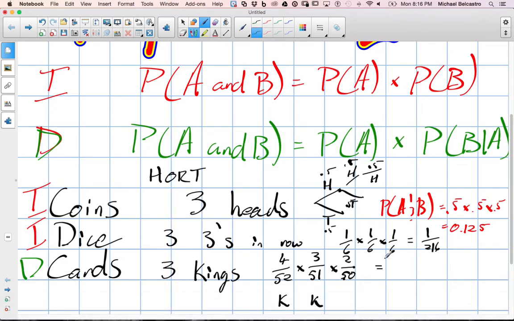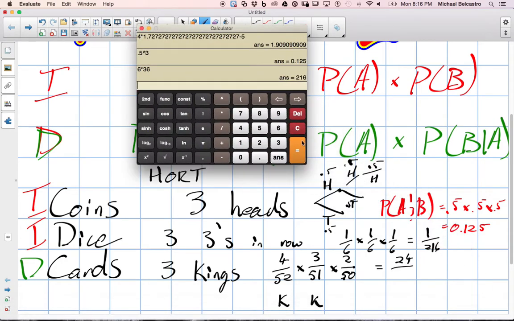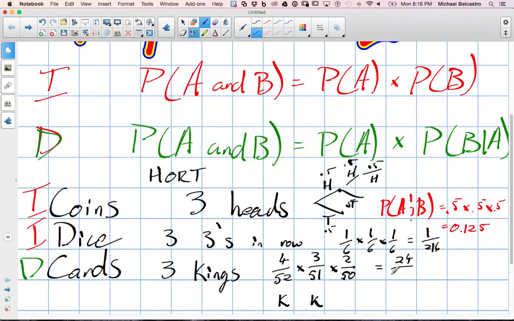Now, we'll quickly calculate this. 4 by 3 is 12, by 2 is 24, over 50 times 51 times 52, which is 132,600. So the probability is super rare that you get 3 kings in a row here. That's how you calculate it. The probability of the next event, event B, changes given A, right?